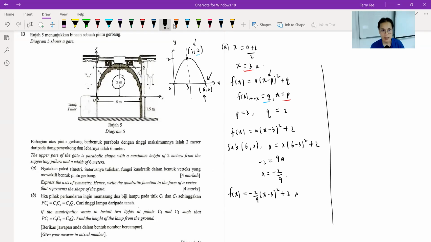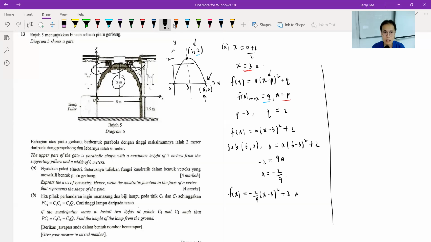Yeah, in vertex form. Okay, then they say the municipality, pihak perbandaran, they should call it the local council, right? Wants to install 2 lights at points C1 and C2, such that PC1 equals C1C2 equals C2Q. Find the height of the lamp from the ground. Now you can see that this length and this length are the same. Maybe I just draw like this, okay?